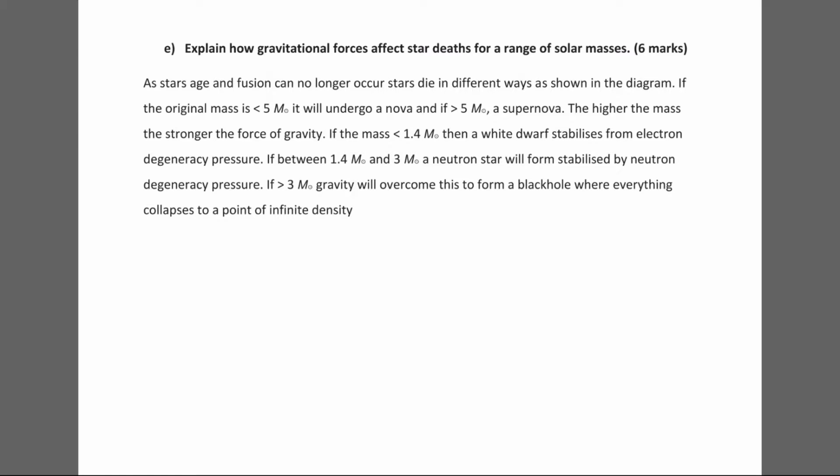If the core is greater than 1.4 solar masses, but less than 3, a neutron star will form, which is even denser than that white dwarf, and it's only stabilized by the neutron degeneracy pressure. And then finally, if the mass is even greater than that, then the gravity is even greater than that. And gravity is so strong, it will overcome this neutron degeneracy pressure to form a black hole where everything collapses to a point of infinite density. That should be 2 words there too, by the way. Sorry about that. So, that's the key information there.